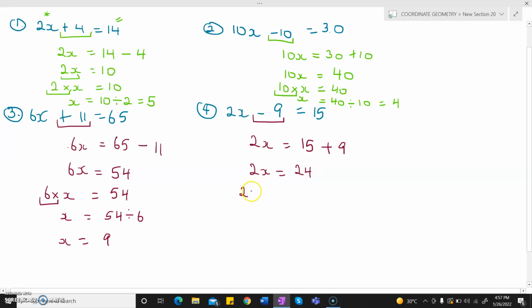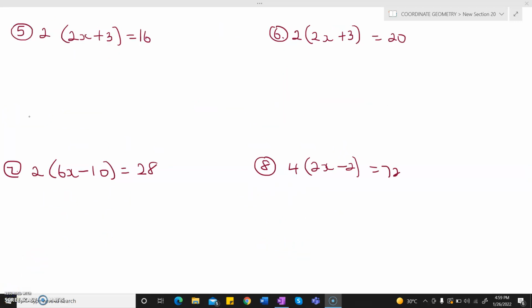Remember, 2x would be the same as 2 times x equals 24. Right? So x would be equal to 24, and the opposite of multiplying by 2 is dividing. X is equal to 12, right? Alright, so now in these 4 questions, we have brackets. Whenever we have brackets, you must always remove your brackets first.